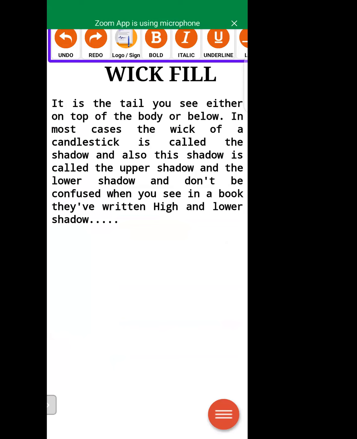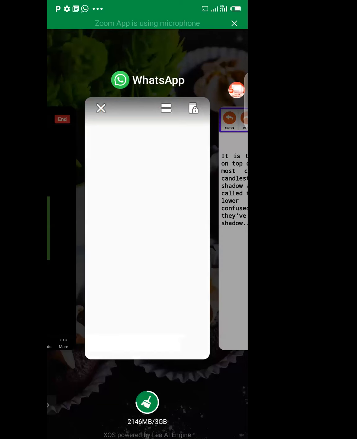When we talk about wick fill, it is the tail you see either on top of the body of a candlestick or below. In most cases, the wick of a candlestick is called the shadow. And also, this shadow is called the upper shadow and the lower shadow. And don't be confused when you see in a book they've written high and low shadow. So the high and low shadow is what I'm talking about.